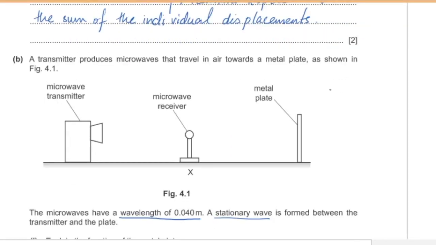Okay, suppose this is the column where the stationary wave will form, where the right hand side is the metal plate. Somewhere here is position X, where I have placed the microwave receiver. Suppose that when the receiver was at X, the wave pattern that forms is like this. Just suppose, okay? We're not sure whether this form of wave pattern forms or not.